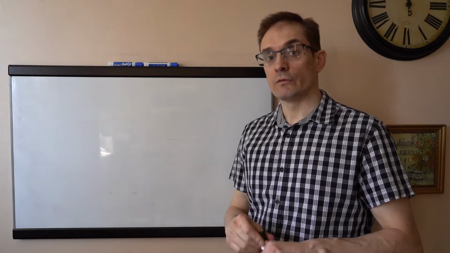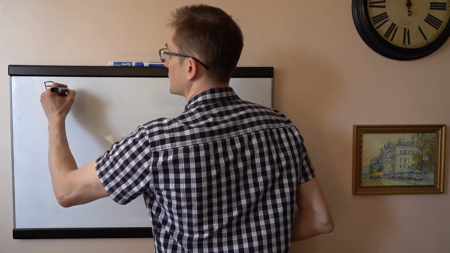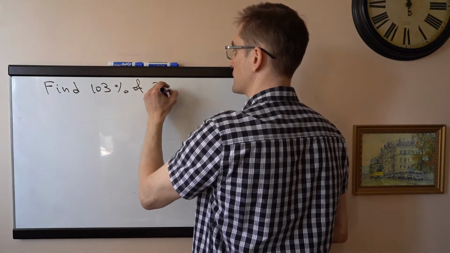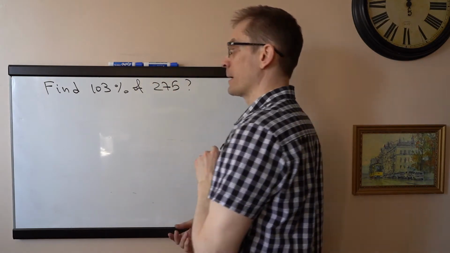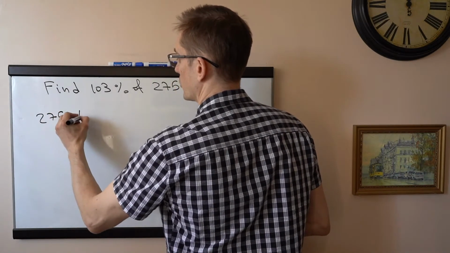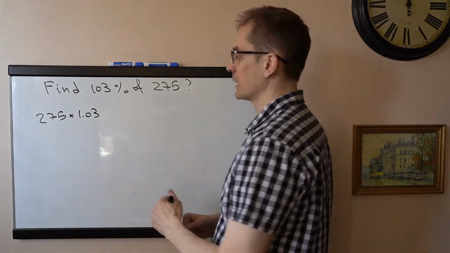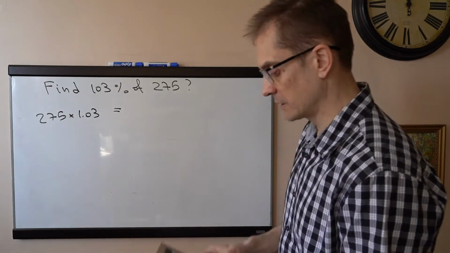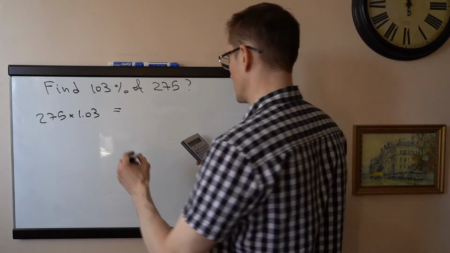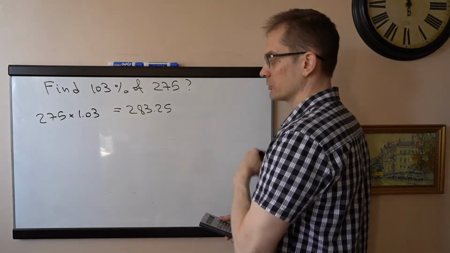Let's consider now finding 103% of a number. So if I say find 103% of 275, okay? Of course, we'll find this the regular way, 275 times 1.03. So 1.03 is the rate per one corresponding to 103%. Now let's just solve this. 275 times 1.03 is going to be 283.25, right? So the same process.